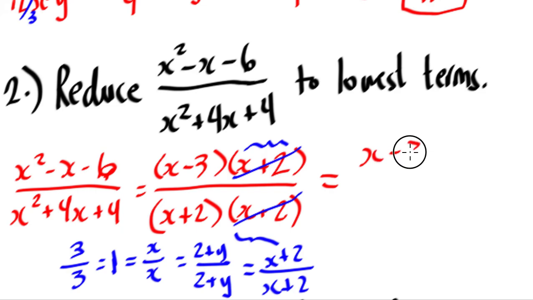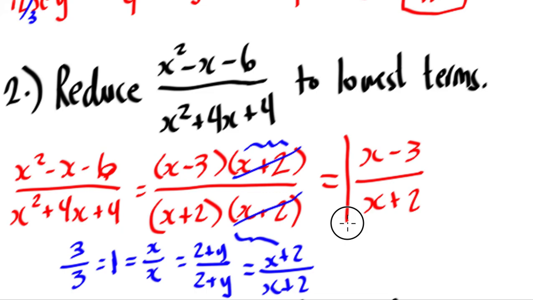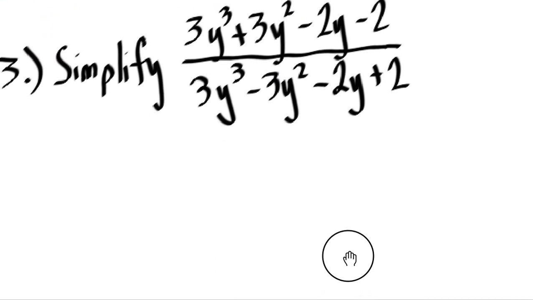So we have (x - 3) all over (x + 2). And that's our answer for number 2. Okay, that's our answer for number 2. And then let's go to our last item. This item will be our challenge part here in this video.